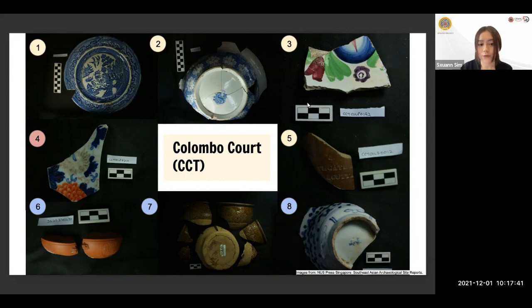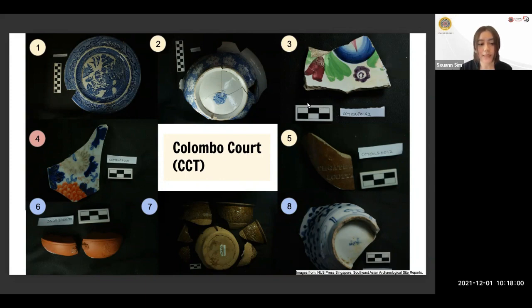However, there were also other decorative motifs used on European wares that were found in Singapore, such as sponge printed ware and hand painted ceramics. So this is just really a potential way we can understand the ceramics assemblage itself.